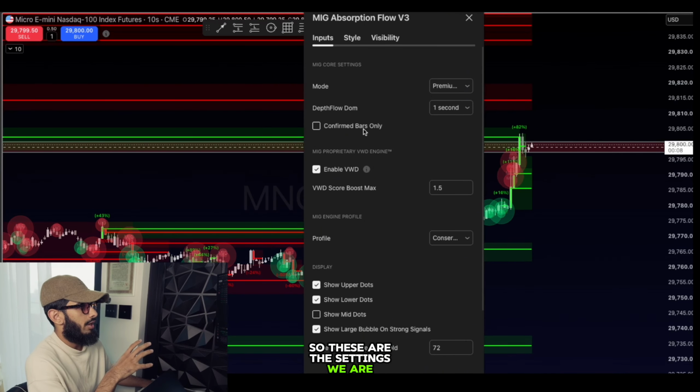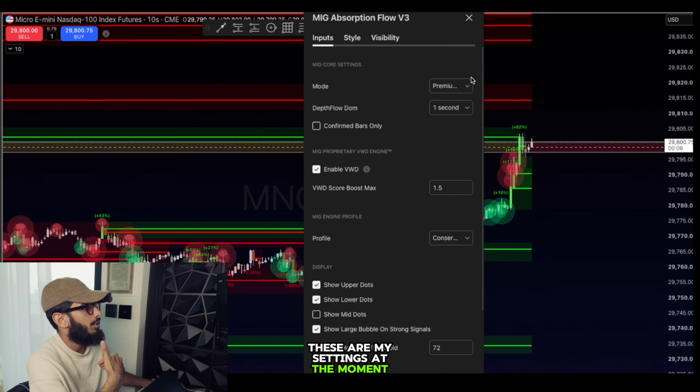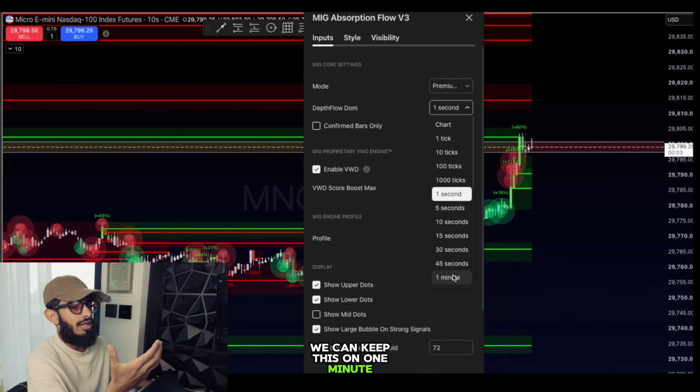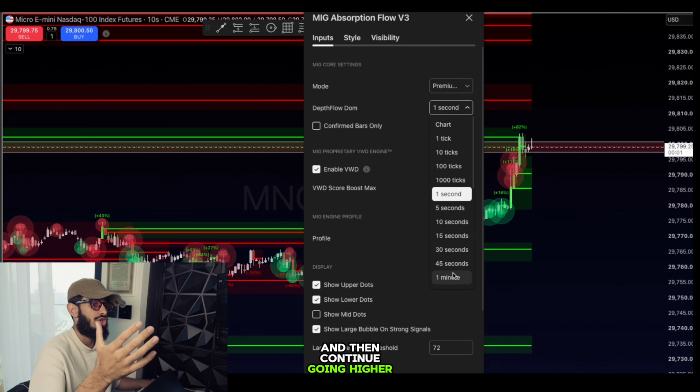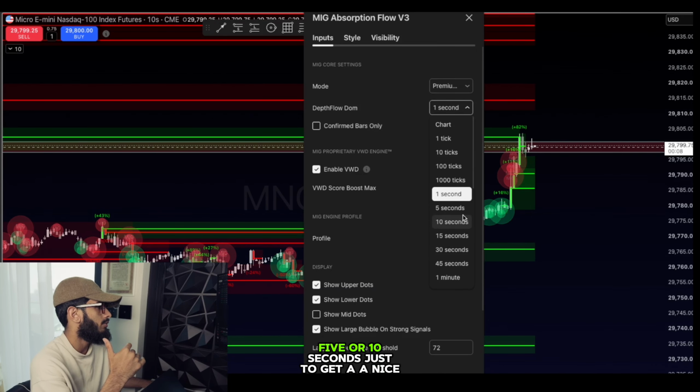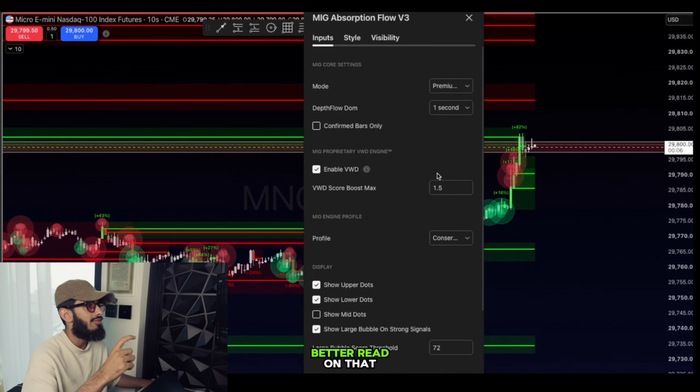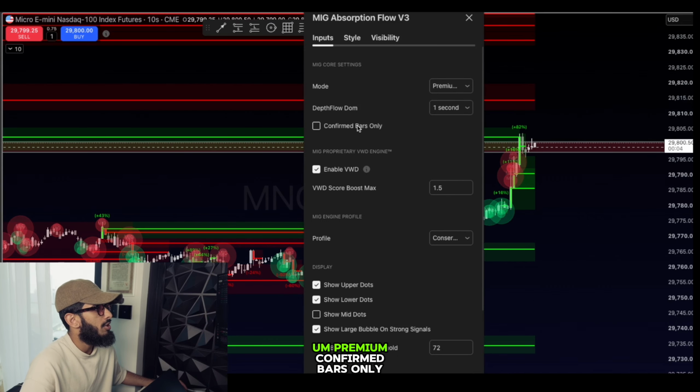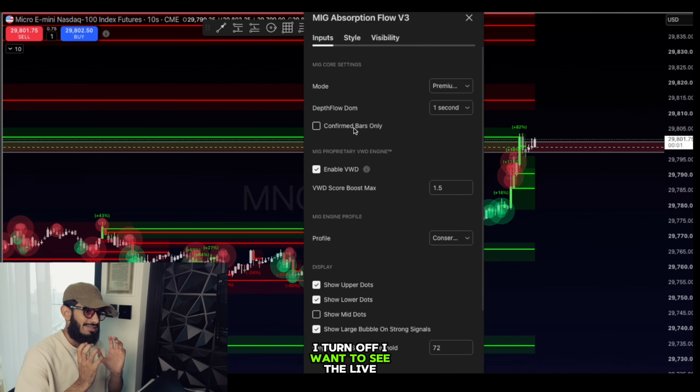So these are the settings we are looking at. These are my settings at the moment. We can keep this on 1 minute if you're on a 1 minute chart and then continue going higher and keeping it at 1 minute. I like to use 1, 5, or 10 seconds just to get a nice, better read on that. Premium, confirmed bars only, I turn off. I want to see the live print.